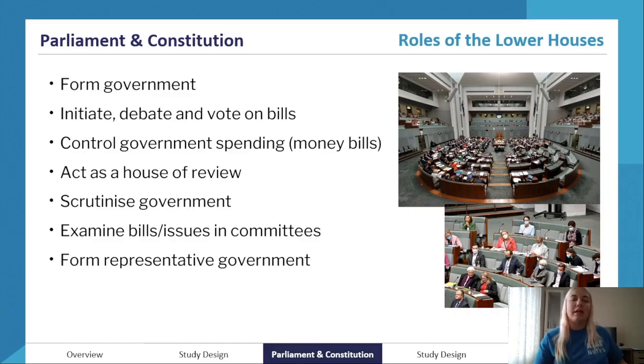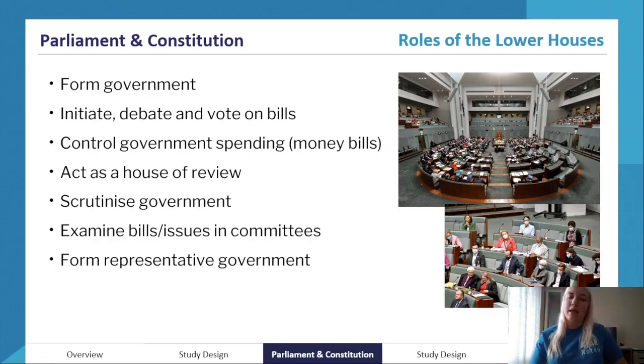Okay. And they will also initiate debate and vote on bills. So with this role, this overlaps between the lower and upper house. This role is the same in both houses. Both the upper and the lower houses can be the first to initiate the bill. Okay? And it's the same kind of thing, even if a bill is initiated in the Senate, in the upper house, it needs to be approved by both houses in order to actually become law.